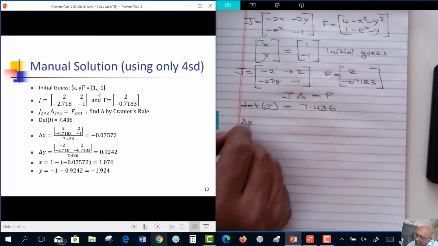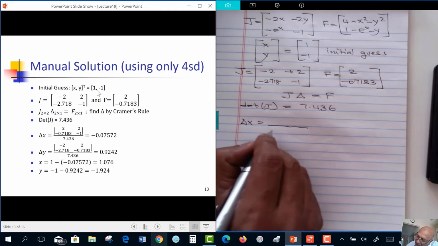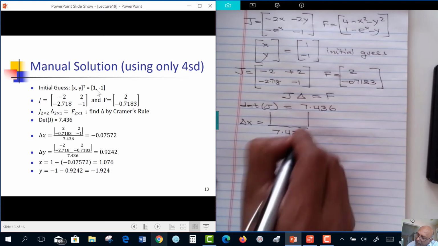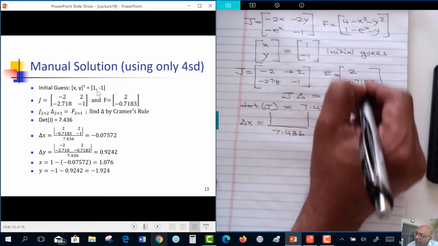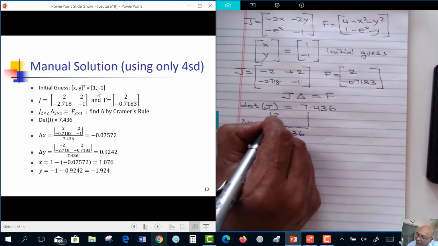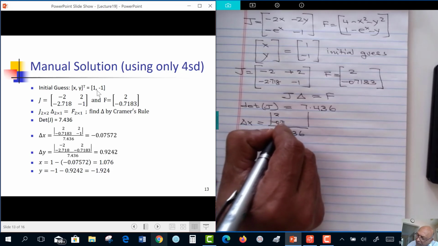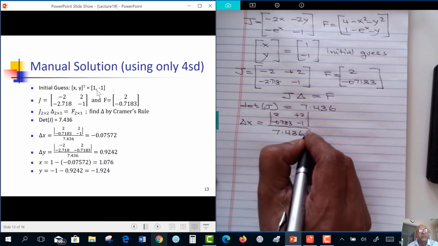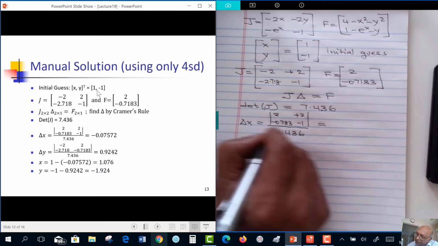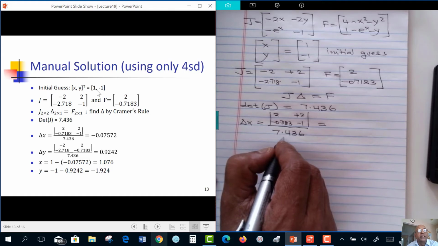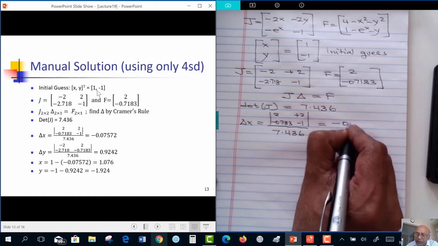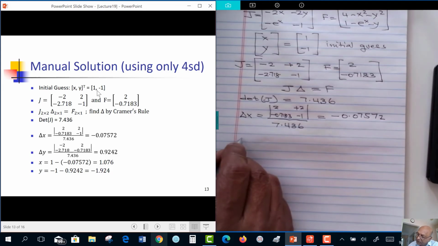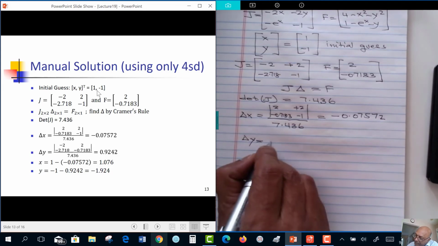So if we want to find delta x, our denominator is 7.436. In the numerator, we are going to replace the first column by the right hand side. So we are going to do 2 minus 0.7183. This remains the same. So when we calculate the determinant, divide by this, we'll get minus 0.07572. Remember, I'm keeping just 4 digits by hand.